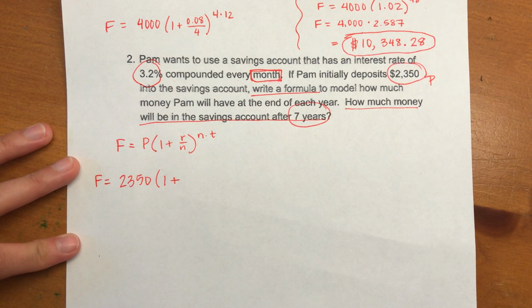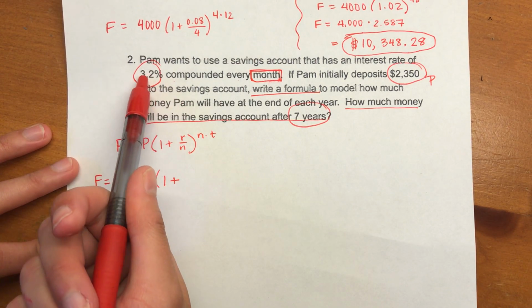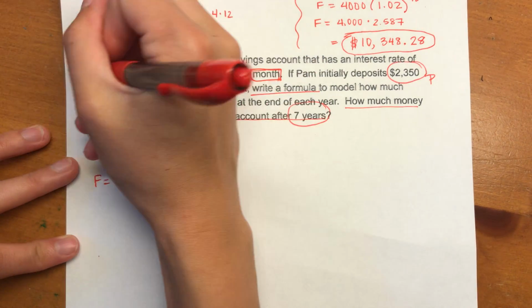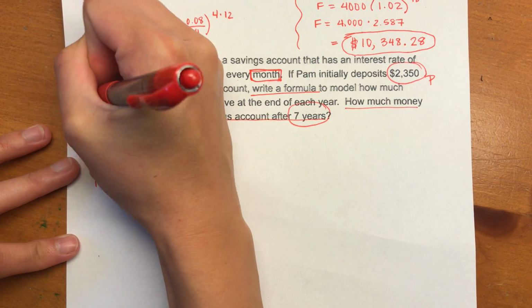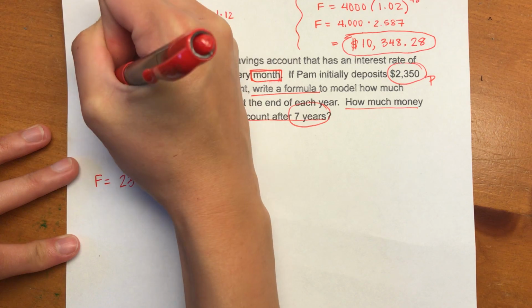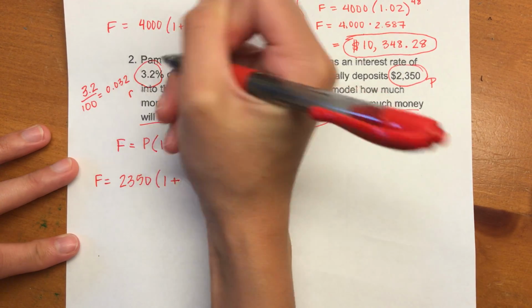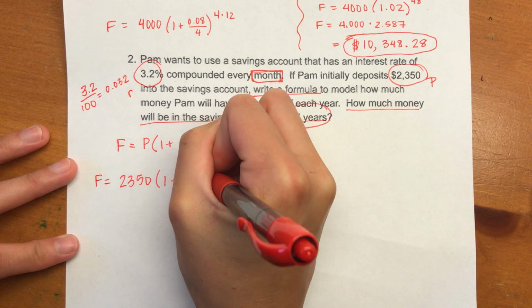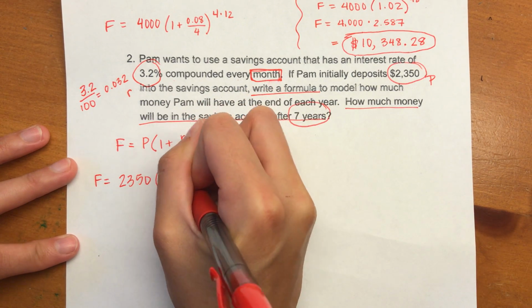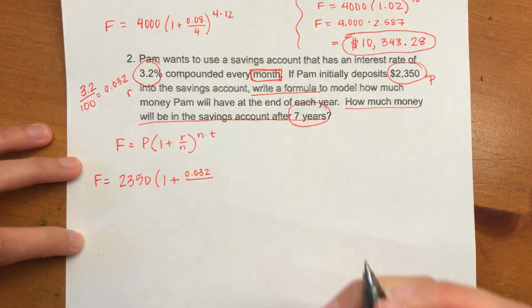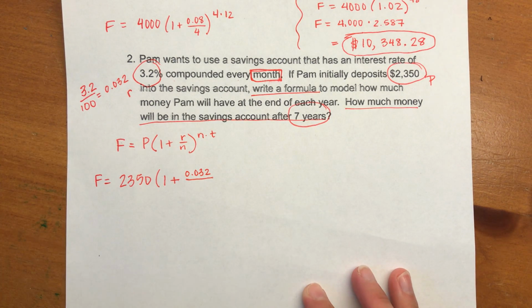My rate, we always look for the percentage, 2.3, and then divide that by 100. So 2.3 divided by 100 will be 0.032. That's my R. 0.032 all over my, now I need my N value, right? And the N value is the new thing.